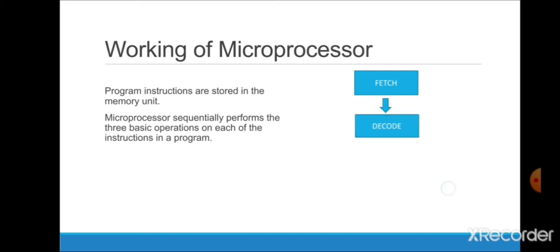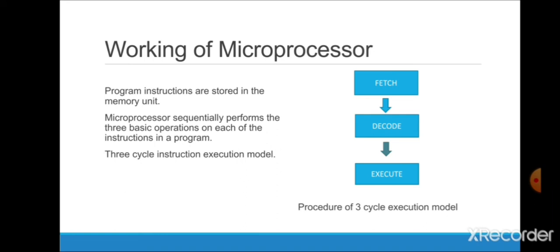The second operation is to decode the instruction. It means the microprocessor actually tries to understand what task it has to perform. And then, after decoding the instruction, it actually executes the instruction. This is also called the three-cycle instruction execution model. These three basic operations are performed sequentially in the same manner on each and every instruction in a program. Every microprocessor present in the world today performs its function in this manner only.